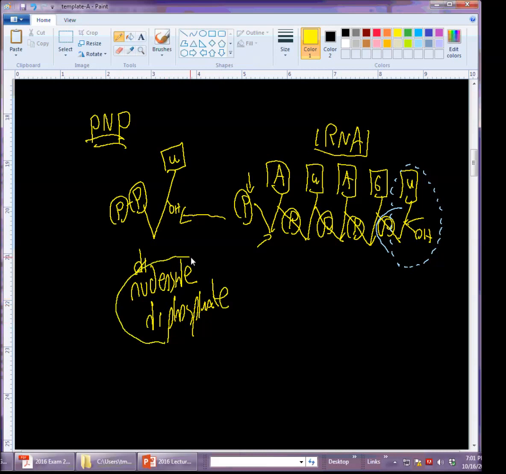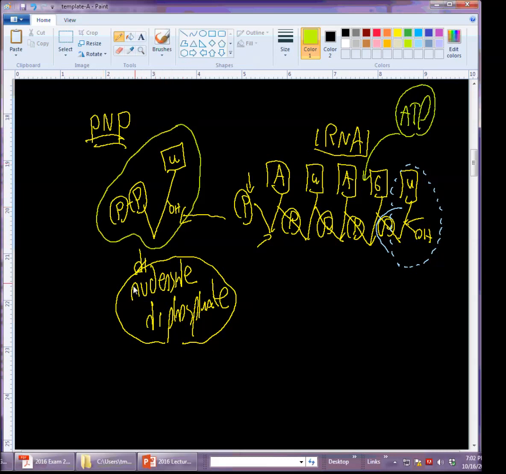And that PNP is going to keep breaking down this RNA. I should probably look this up. It's probably taking ATP, and it's probably using a phosphate from there. I should look this up. But anyways, it's going to keep breaking these down until we have lots of ribonucleoside diphosphates. You can put a ribo here. You can just call them nucleoside diphosphates if you want. It's going to have lots of those, and that's the job of PNP in the cell.